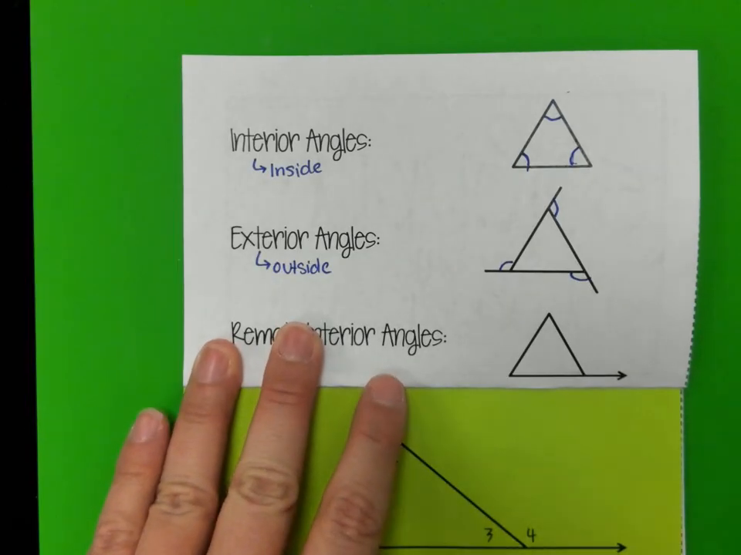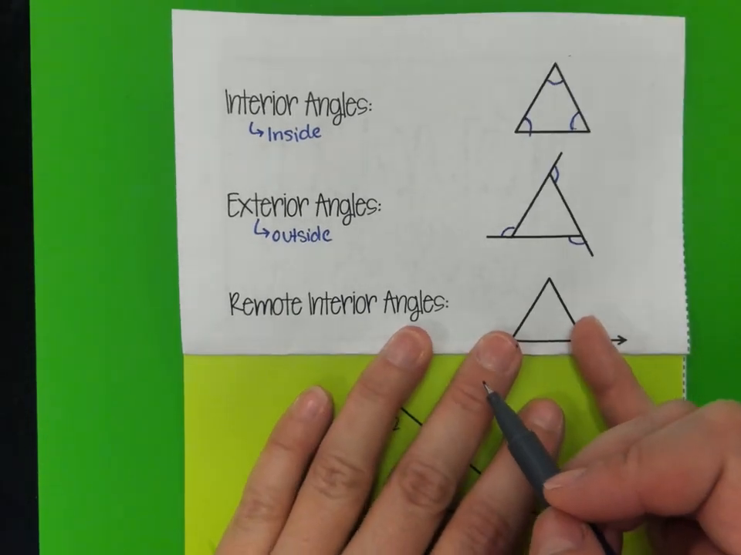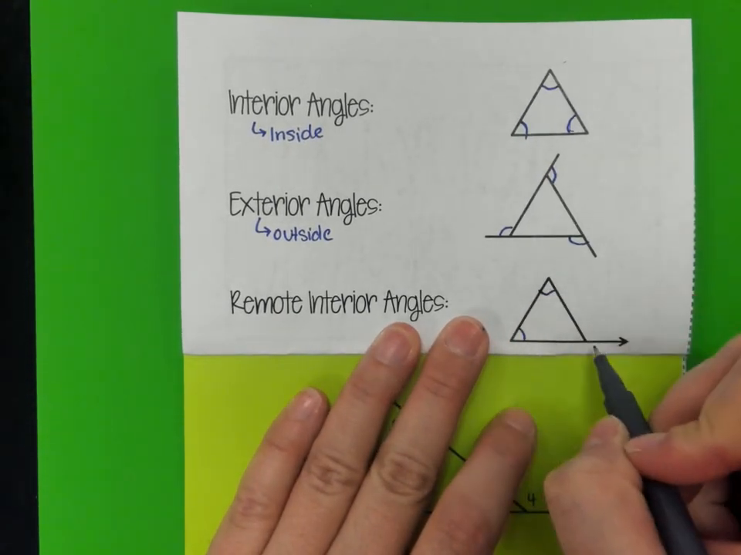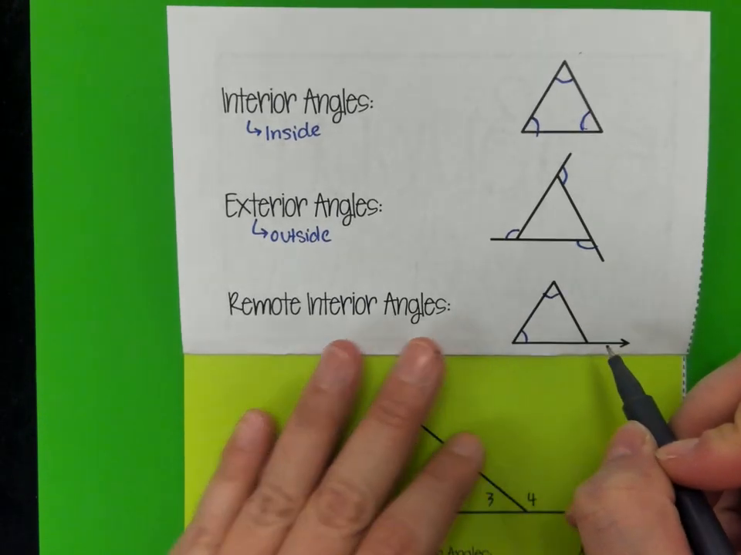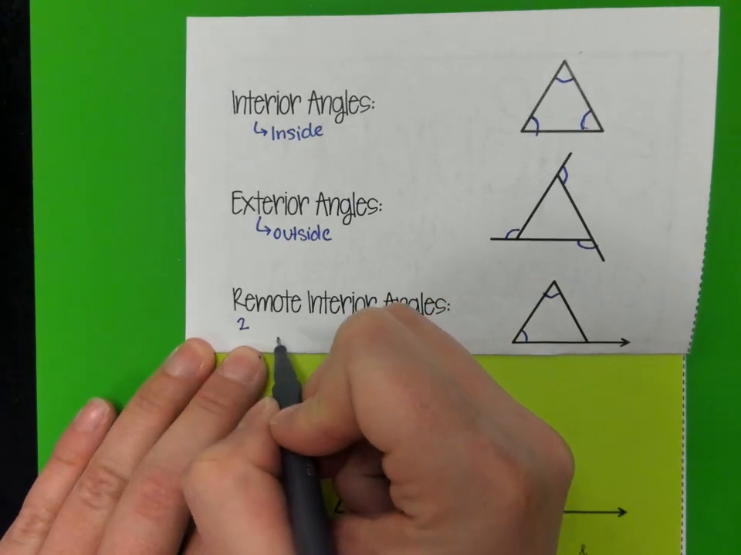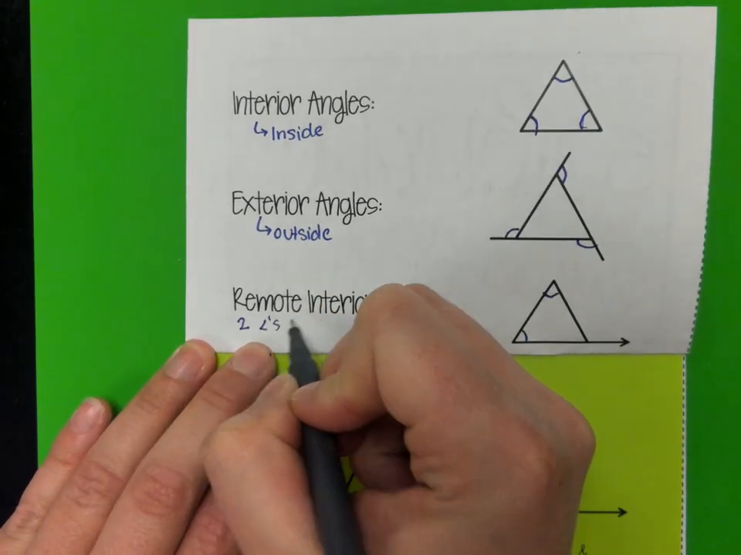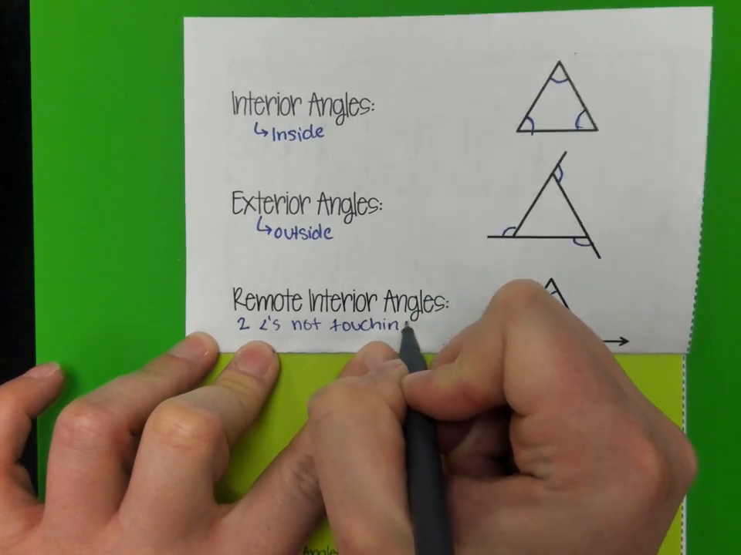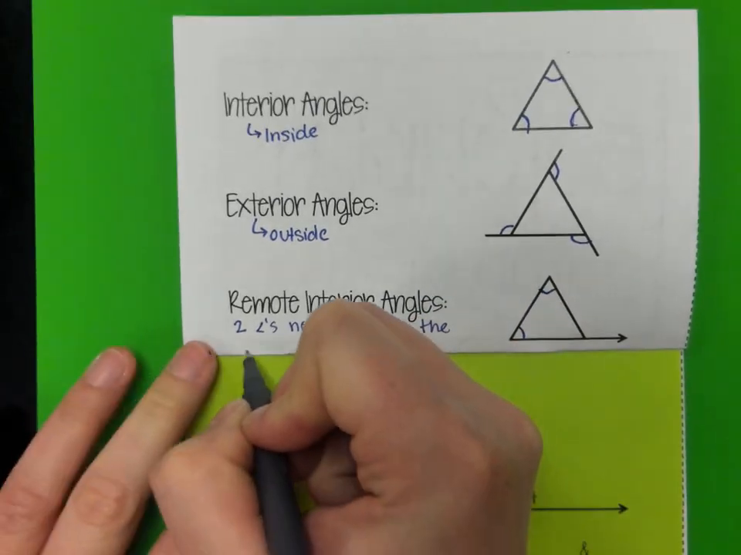Then you're going to say remote interior angles. Those are the two angles that are not touching your exterior angle. So these two angles are not touching this exterior angle right here. And we're going to make ourselves a note of that. So this means two angles not touching the exterior angle.